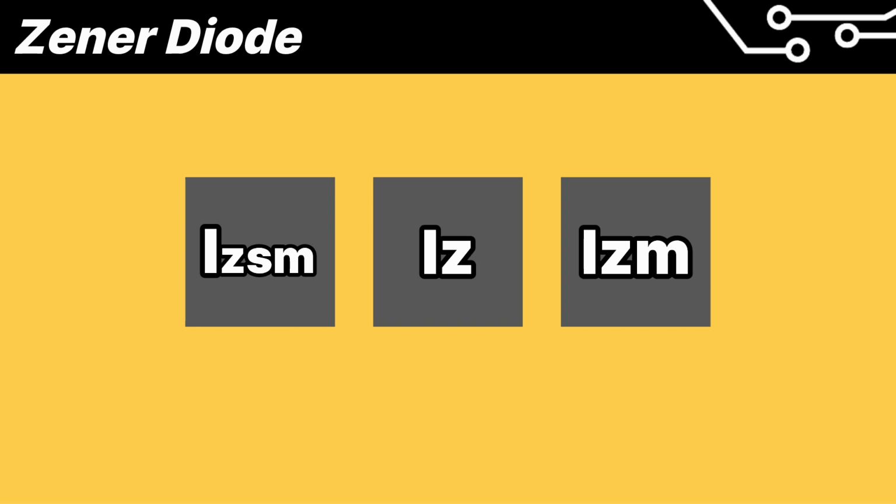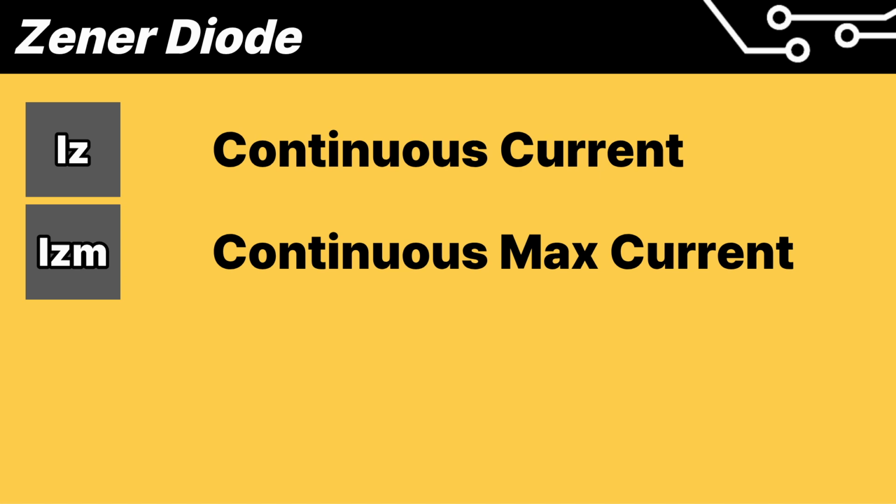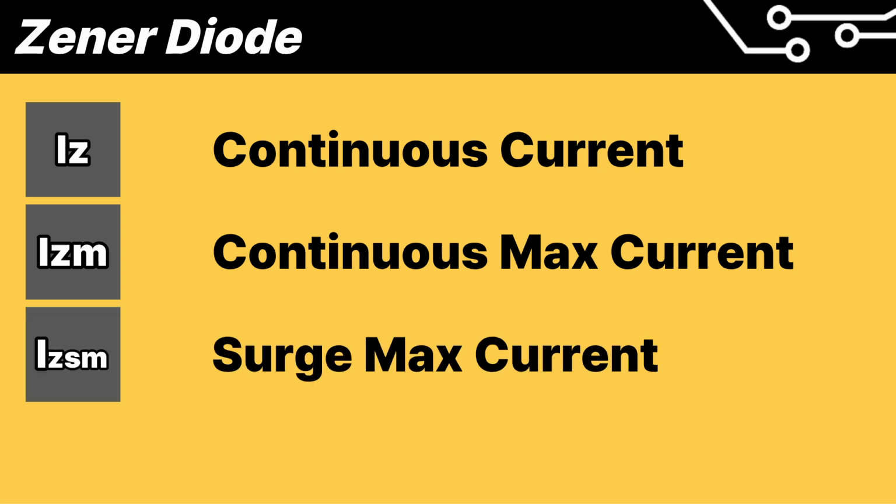We can classify them broadly into three types. First, continuous operating current. Second, maximum continuous current. Third, maximum surge current. It usually refers to the maximum current it can handle for less than a few seconds.